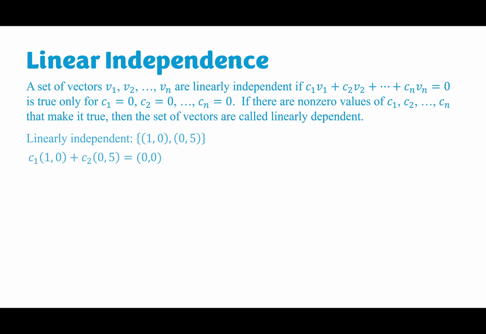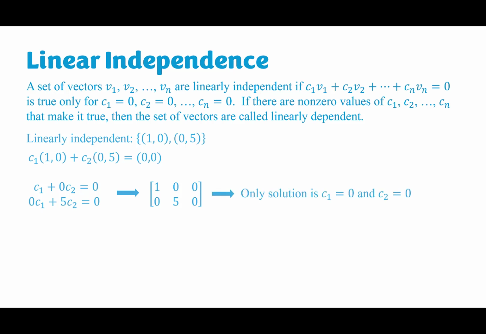So we can scale the first entries and add them up and set equal to 0, and scale the second entries, add them up, and we get this system of equations. And we can write the augmented matrix, and we see the only solution to this system is if C1 is 0 and C2 is equal to 0. There's not more than that solution. There's not an infinite number of solutions. There's just one solution to this system. So the only solution is C1 equaling 0 and C2 equal to 0.